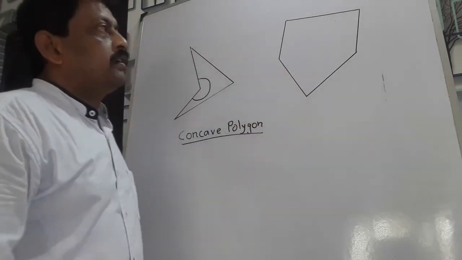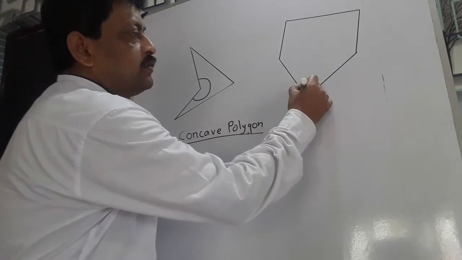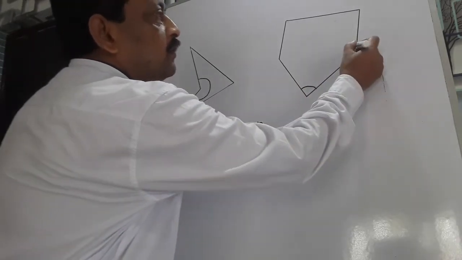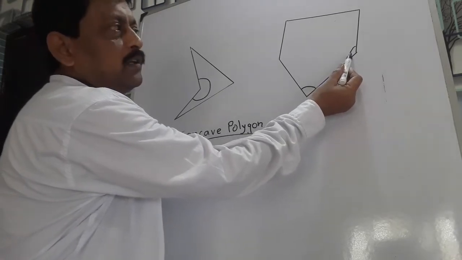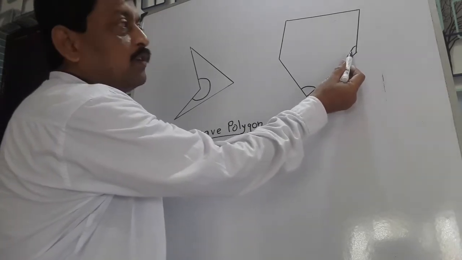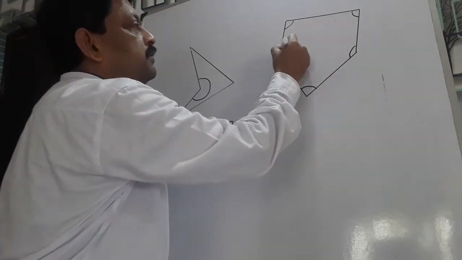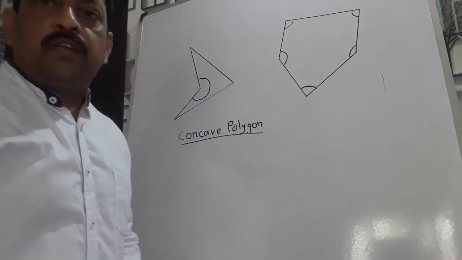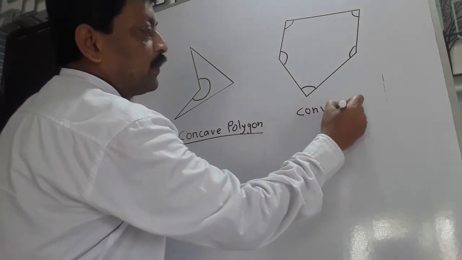But see this figure, none of the angles is more than 180 degrees. Check this one, though it is an obtuse angle, it is more than 90 degrees, but it is not more than 180 degrees. This one, all these angles are less than 180 degrees, so that is why it is known as a convex polygon.